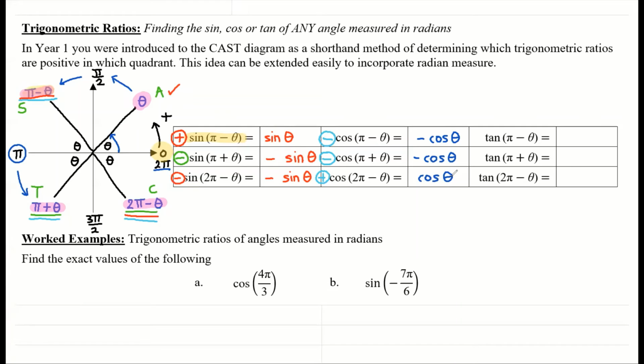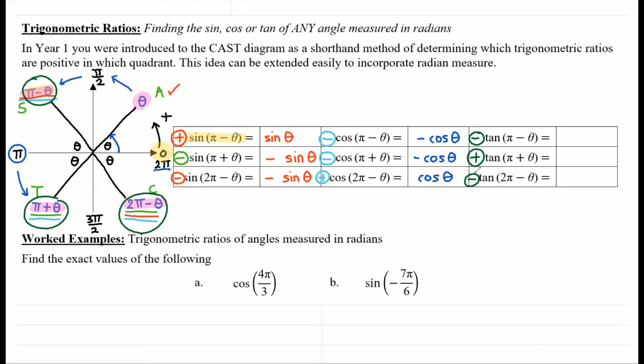Then we can do the tan trig ratios. Let's move on to that. For tan of pi subtract theta, in this quadrant here, tan is negative, so we'll put a negative there. In pi plus theta, this value here, tan is positive. That's the tan quadrant, so we'll put a plus next to that. And in the final one, 2 pi subtract theta, tan is again negative. Notice the pattern.